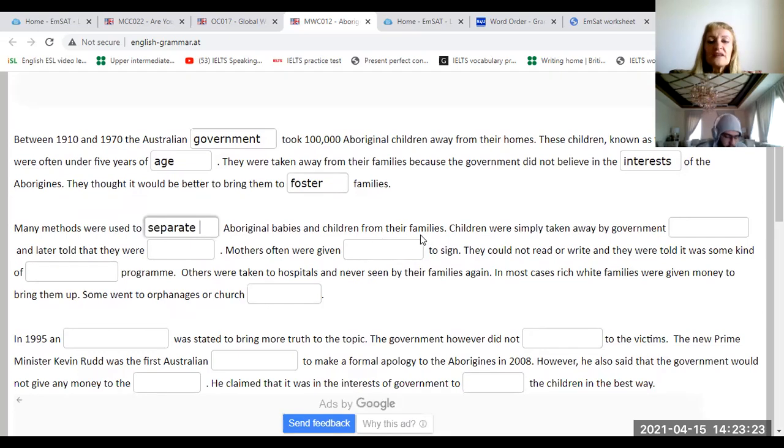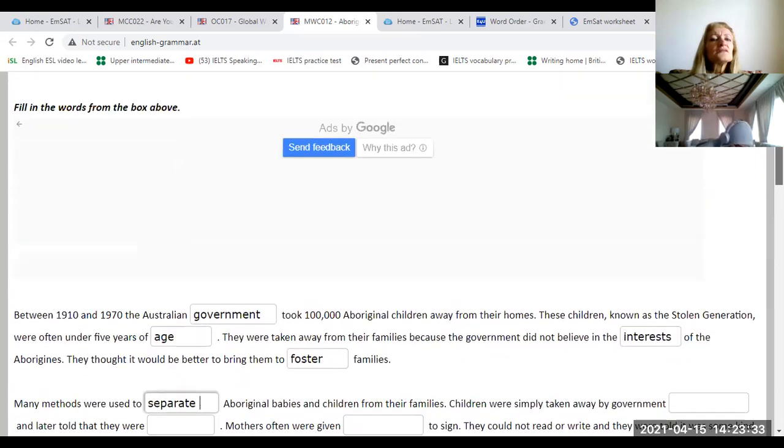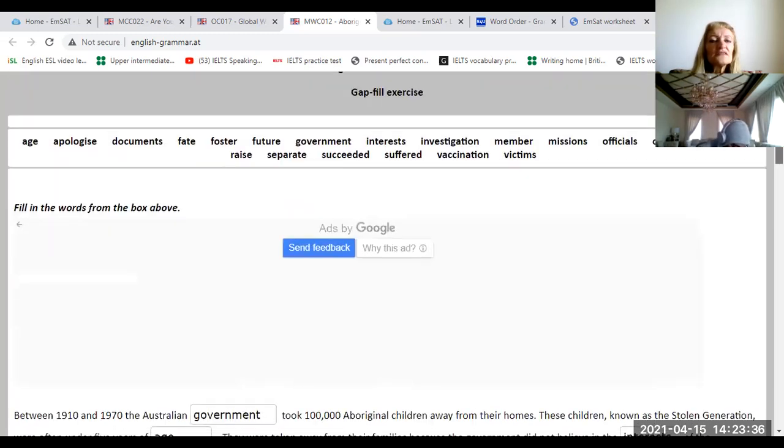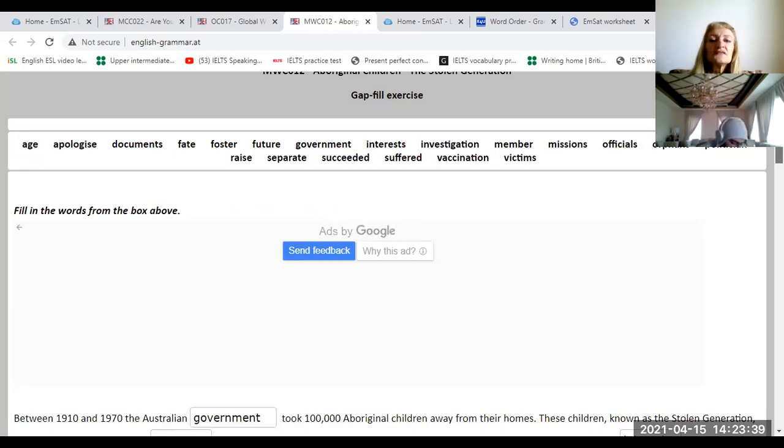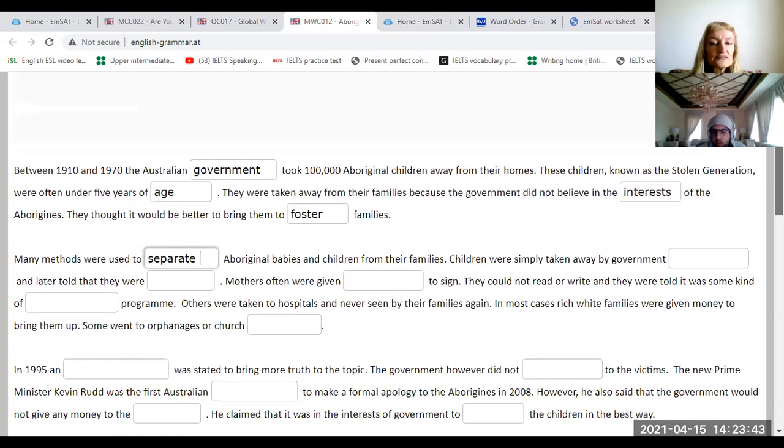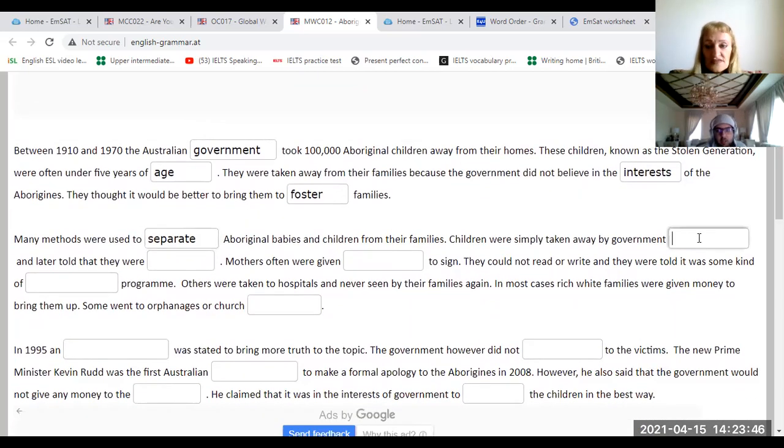Aboriginal babies and children from their families. Children were simply taken away by government and something, and later they were told they were, oh gosh. Yeah, I saw a film about this actually, I remember. They were taken away by government officials. Officials, okay. Is it singular or plural? Plural. Officials, okay. And later they were told that they were... They were orphans. Really? Oh, yes, I remember they said that in the film, yeah.